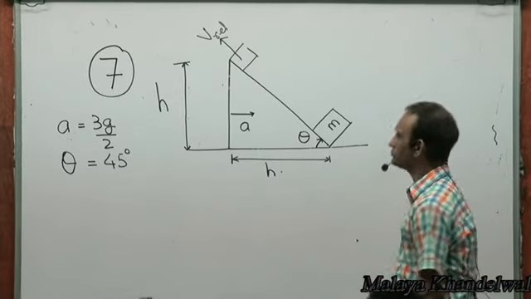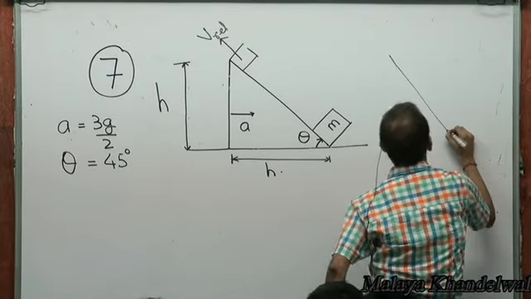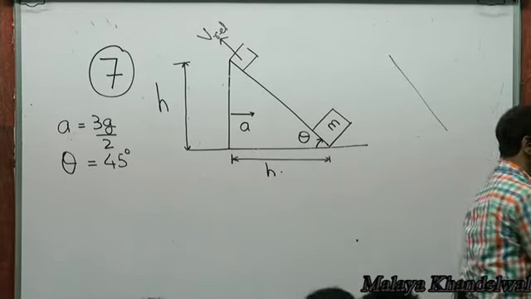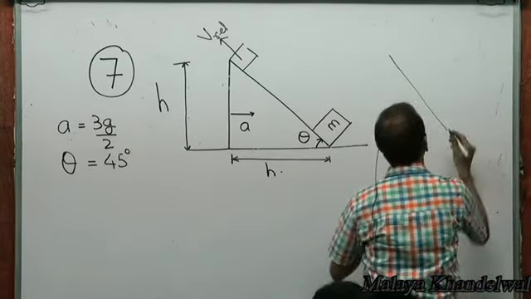What I do is, I look at small m in the inclined plane frame of reference. When I look at small m in the inclined plane frame of reference, what are the forces acting on small m? There is clearly mg downwards. There is normal reaction perpendicular to the plane like this. Yes or no?